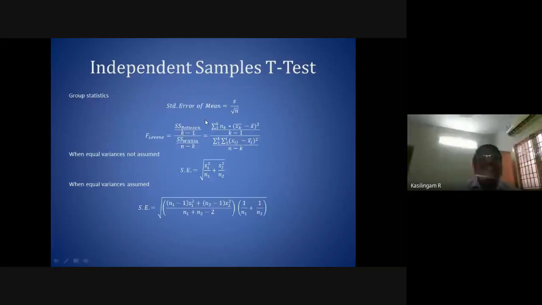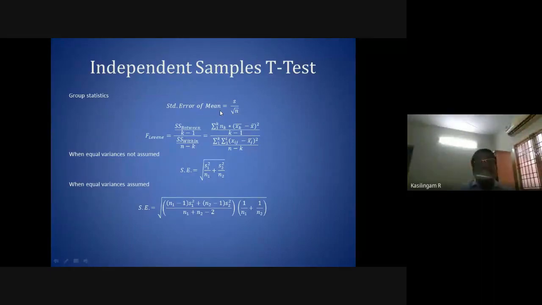Then we have many statistics. We have seen Levene's test, which is calculated with this formula. The standard error, for the regular standard error, is sigma, that is the standard deviation, divided by root n. Sigma divided by root n is the standard error.